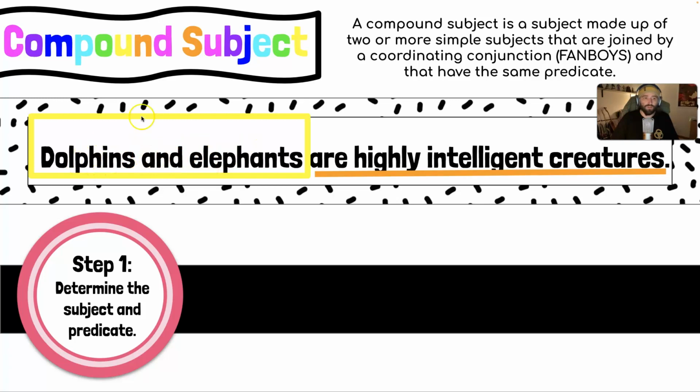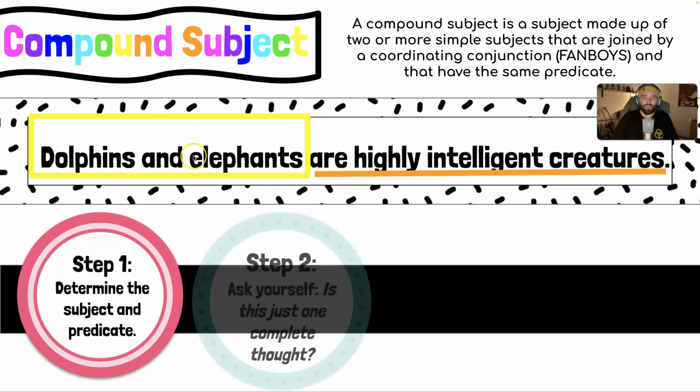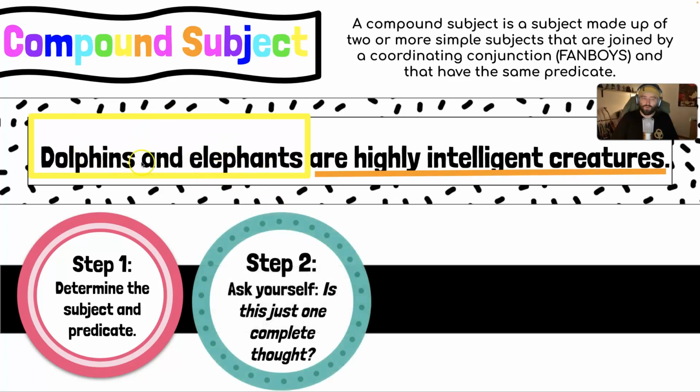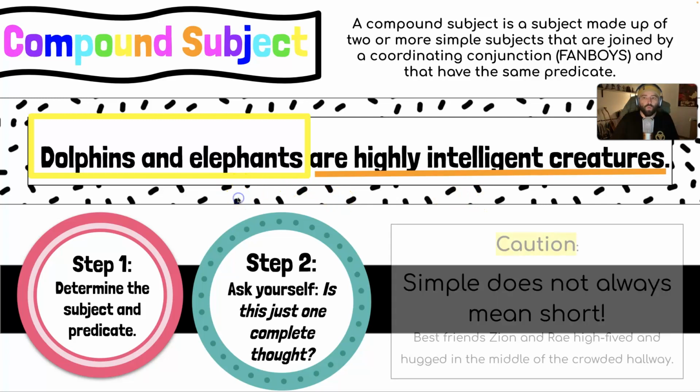And if you are joining your two simple subjects with one of those, then you have a compound subject. So here we have dolphins and elephants. And then you ask yourself, are both of these, dolphins and elephants, doing the same thing? And they are, because you see here is our predicate: are highly intelligent creatures. So dolphins and elephants are highly intelligent creatures. So it is just one complete thought.